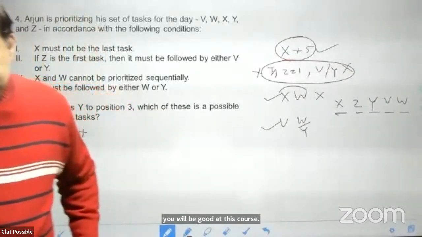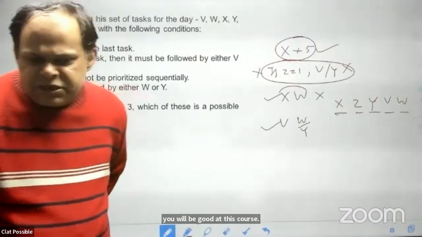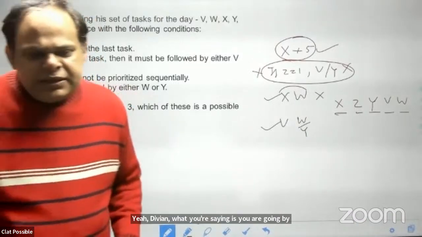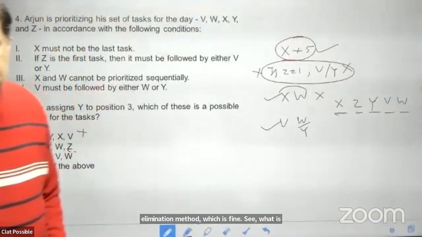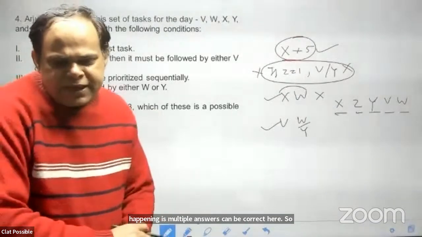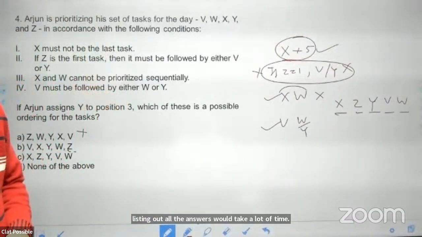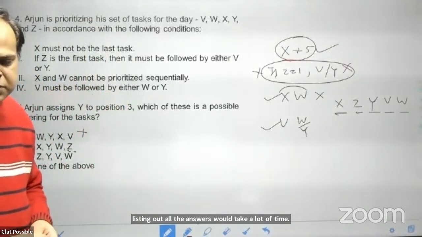Yeah, Divyam, what you're saying is you're going by elimination method, which is fine. What is happening is multiple answers can be correct here, so listing out all the answers would take a lot of time. A better method is to go by elimination. So Divyam, your method is correct.